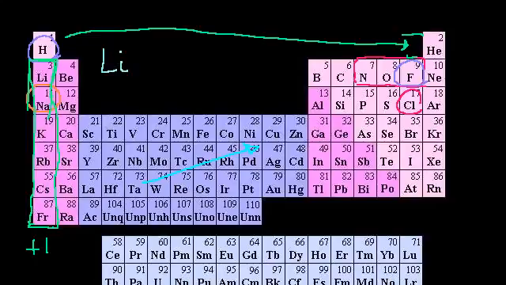Lithium hydride. In this case, lithium, it's right here, loves to lose its electron. So it'll lose its electron and have an oxidation state of +1. It'll lose its electron to hydrogen, because hydrogen is more electronegative than lithium.